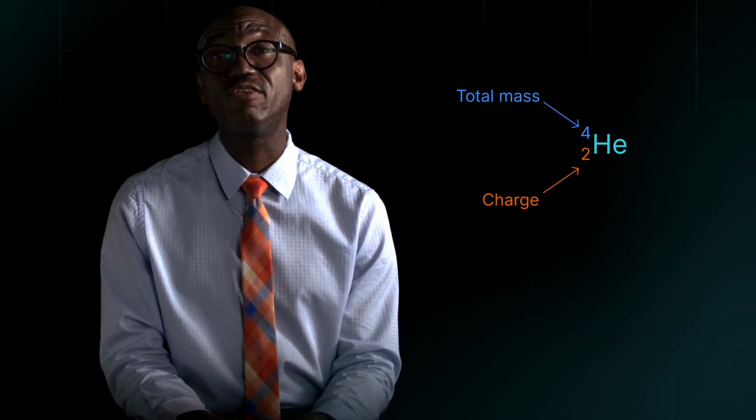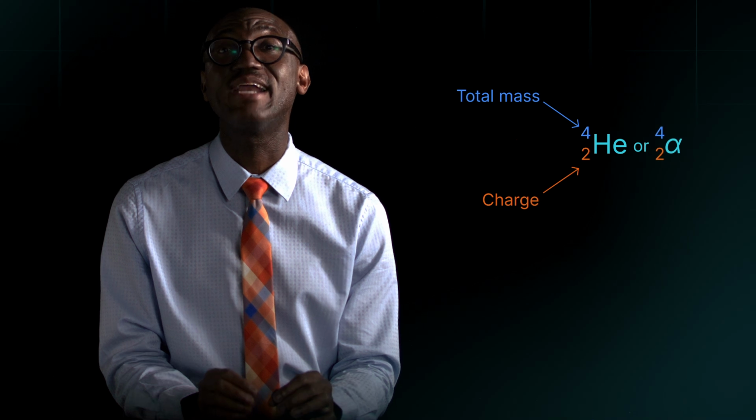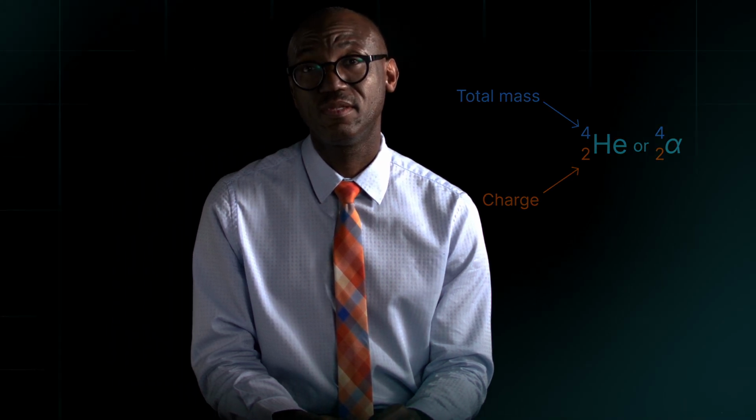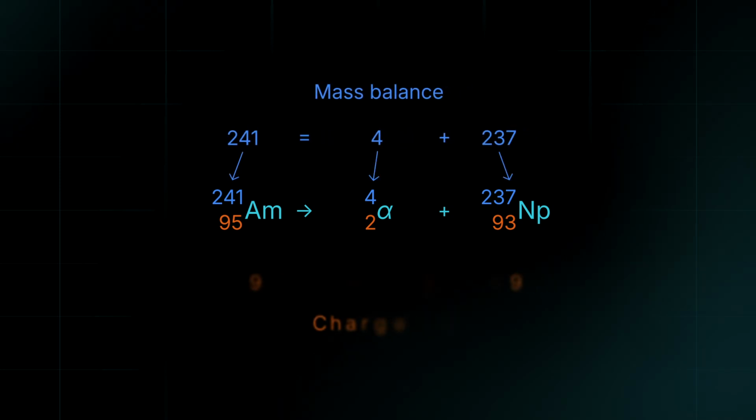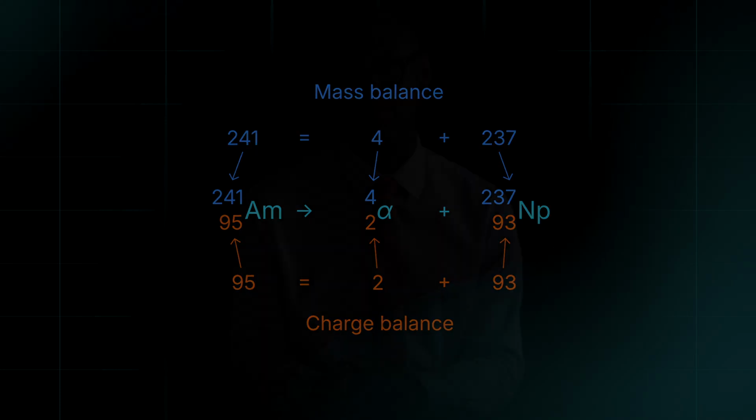In nuclear reactions, we often use the Greek symbol for an alpha particle. Let's look at the balanced nuclear equation for the emission of an alpha particle from americium-241. A real-life example of americium-241 alpha decay is its use in smoke detectors. In nuclear equations, both mass, the top numbers, and charge, the bottom numbers, must be equal on both sides.